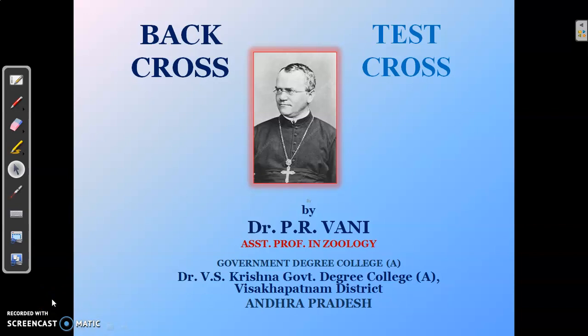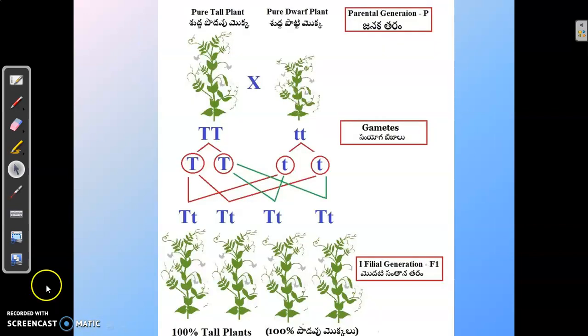In this video, we are going to learn the difference between a back cross and a test cross. To understand this, let us first recollect a simple Mendelian monohybrid cross. In this example, we have taken a pure tall plant and crossed it with a pure dwarf plant.